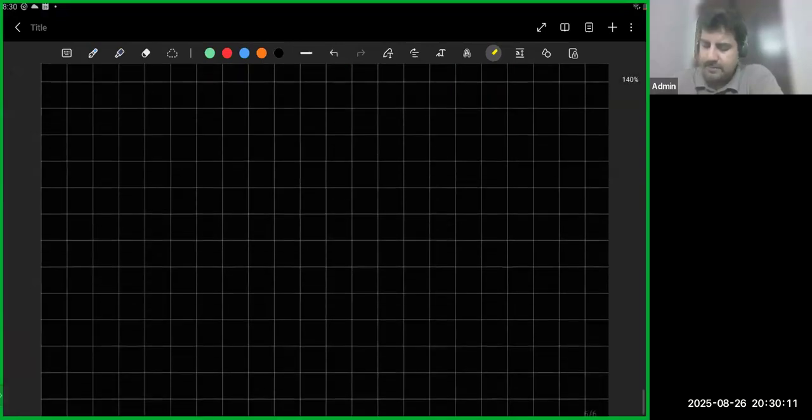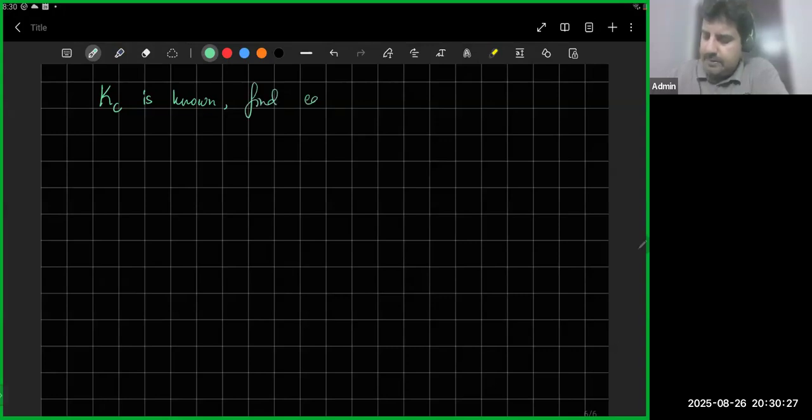The other type of question on Kc would be that your Kc would be known, and you have to find the equilibrium concentration, mostly the equilibrium concentration. So that's the third type of question that you get on Kc.